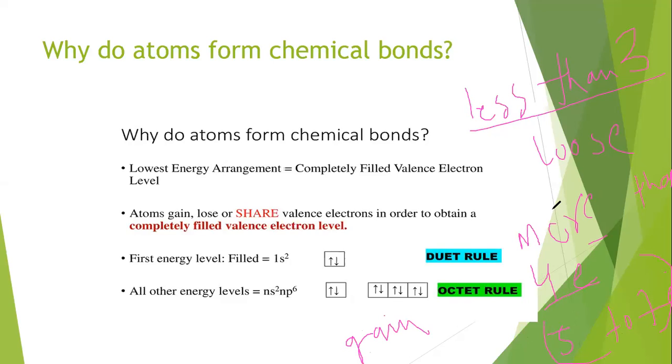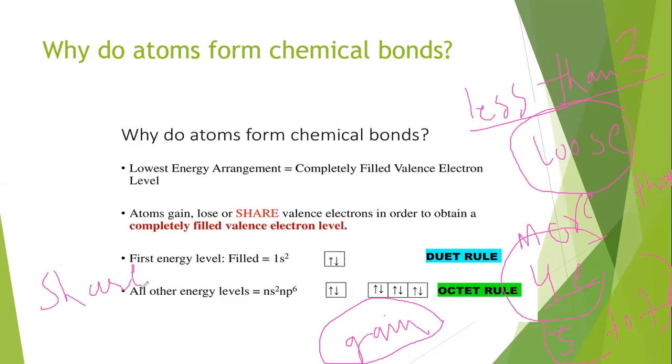So remember this, if the atom has less than 3 electrons, they will lose electrons. If the atom has 4 to 7 electrons in their outermost shell, they will gain electrons. So what about the atoms having 4 electrons or a little bit near to this? They will share electrons and make a chemical bond.